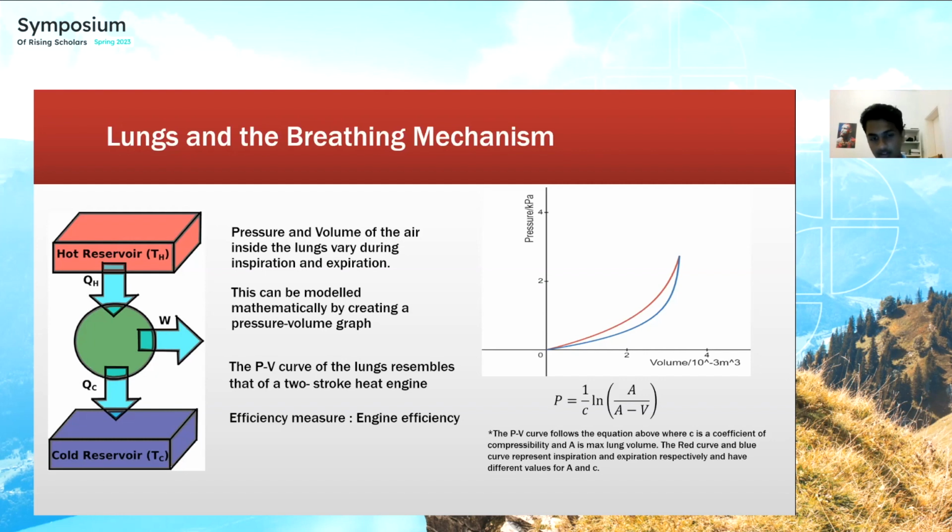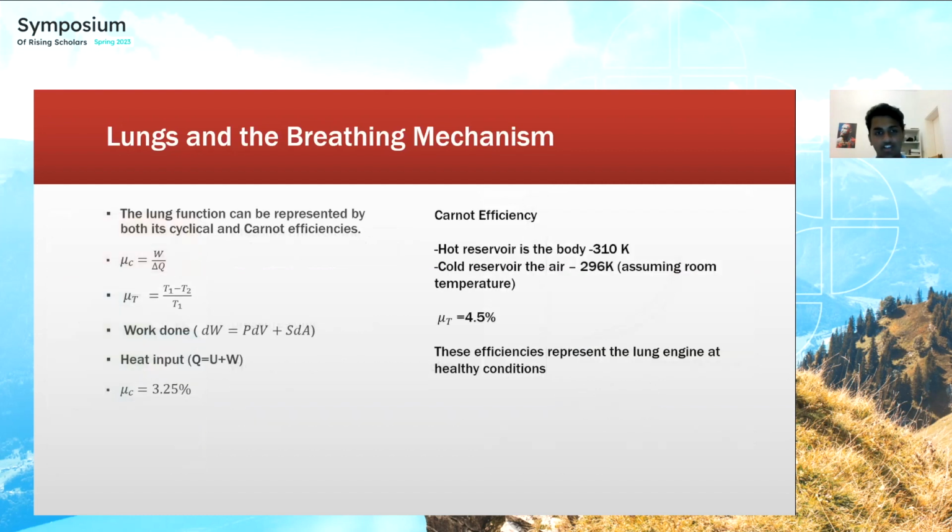This means that a suitable efficiency measure could be engine efficiency. But what actually is engine efficiency? Well, when you're talking about a heat engine, there are two main efficiencies you speak about: cyclical, which is really just the ratio of work to heat input, and Carnot. For cyclical, the work done can be calculated by this expression, the heat by these two not nice looking ones, but they're both really just conservation of energy statements. Putting them together gives a cyclical efficiency under healthy conditions of 3.25%.